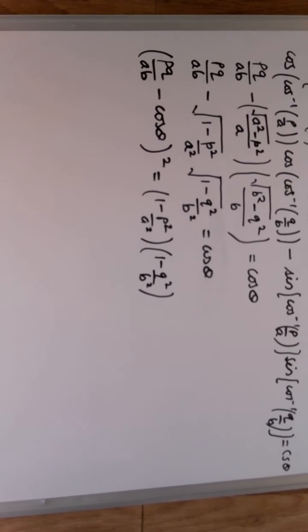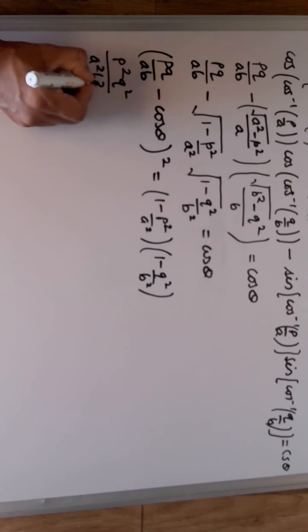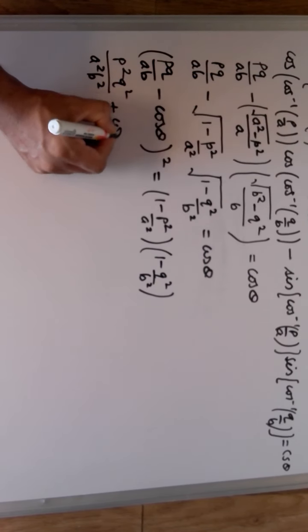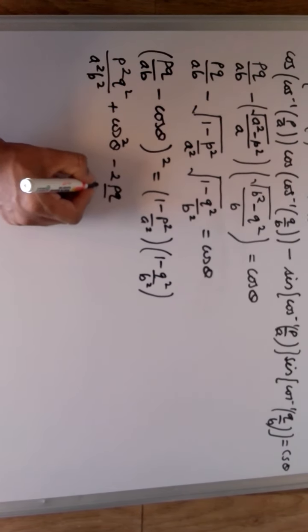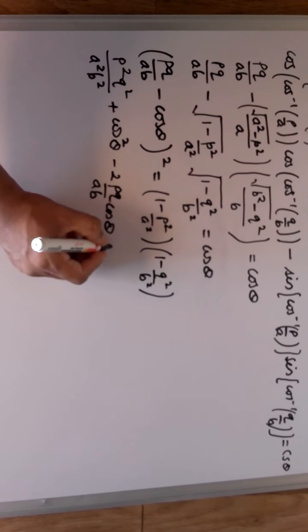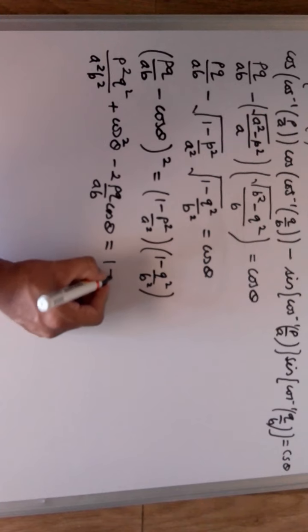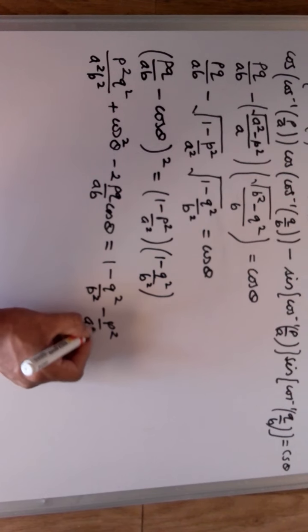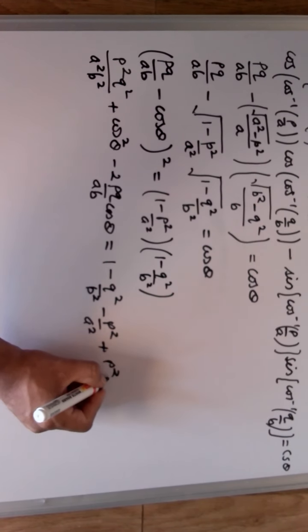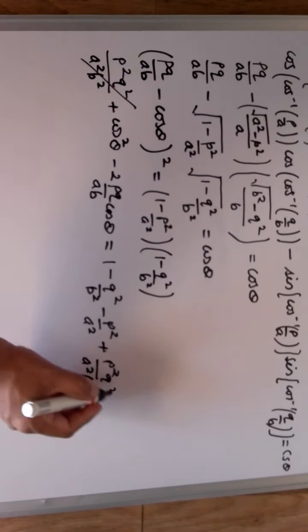I get here p square q square is to a square b square plus cos square theta minus 2 times of pq is to ab cos theta, which I want actually. Okay, and expansion of this will become what? This will become 1 minus q square by b square minus p square by a square plus p square q square is to a square b square, which cancels with this.